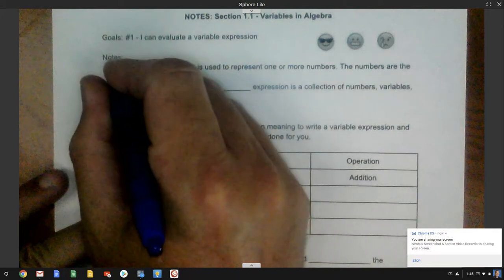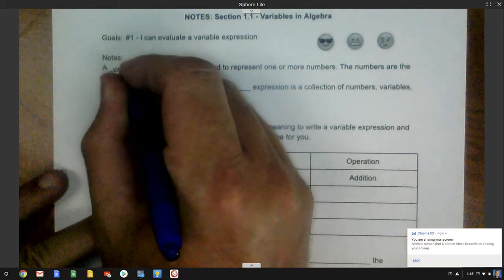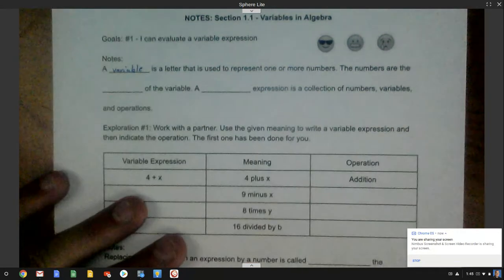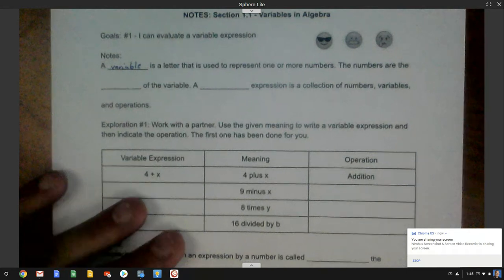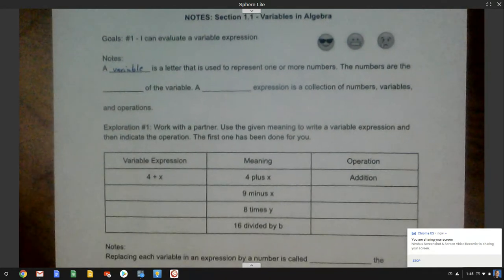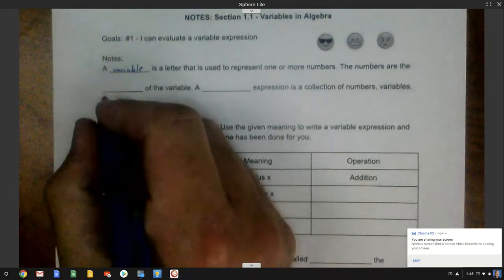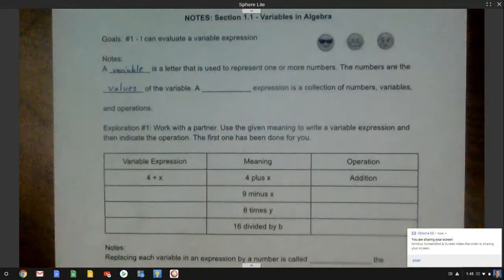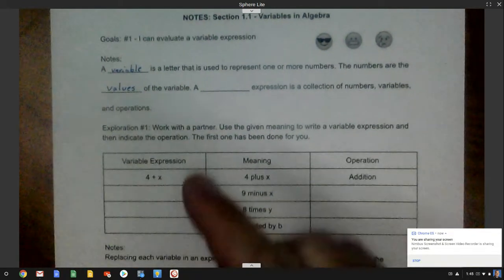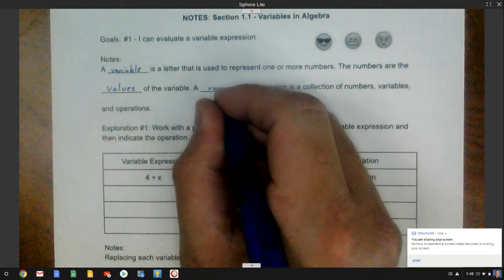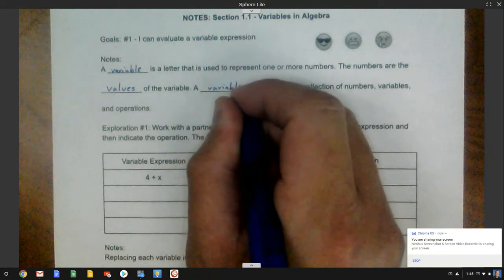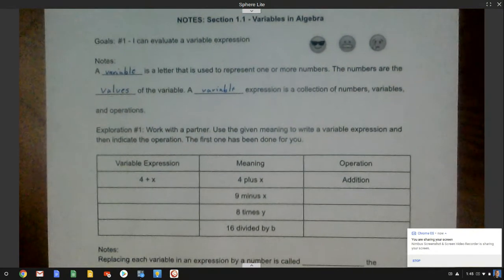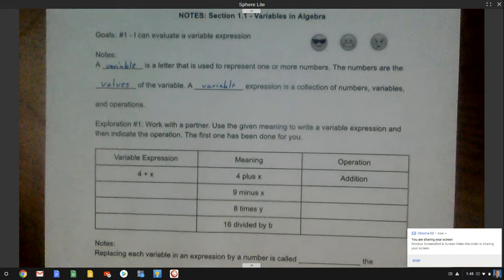A variable is a letter that is used to represent one or more numbers. The numbers are the values of the variable. A variable expression is a collection of numbers, variables, and operations.